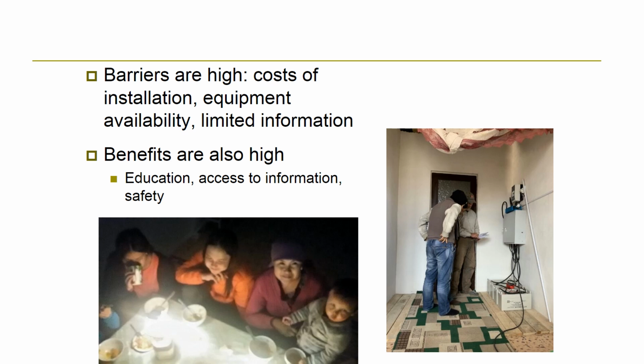However, the benefit of access to electricity is also high. Research has shown that when households have access to power, there are benefits in education outcomes. For example, children are able to study and do homework after dark. The family has increased access to information through radio or TV, and there's increased levels of safety. So while the barriers are high, we see multiple benefits to increasing access to electricity through solar power.